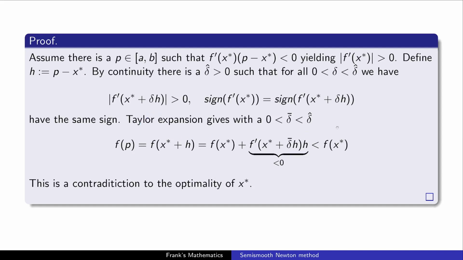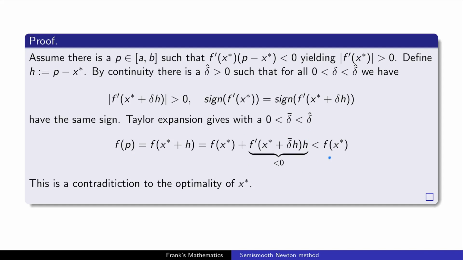We assume that we get a bar delta to get our rest term handled here. So we want to Taylor expand f of p. f of p is just f of x star plus h. Just put it in here and you see this is true. And now we expand: f of x star plus h is just f of x star plus our rest term. But by our construction, we know that this product here is negative. So this means that f of p is actually less, not less or equal, it is less than f of x star.